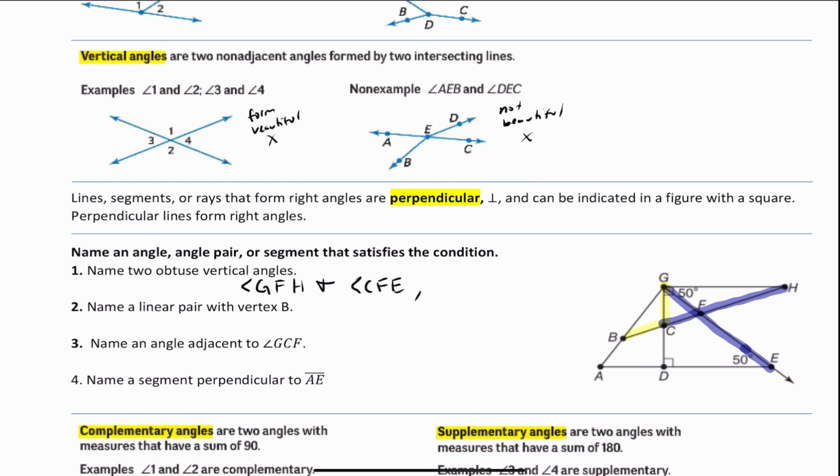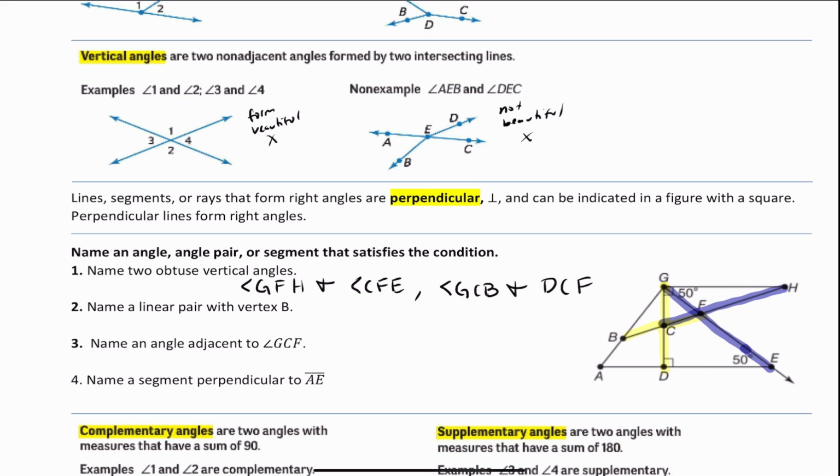Angle GCB. And also angle DCE. Oh, that's not an E, that's an F. So DCF. Okay?